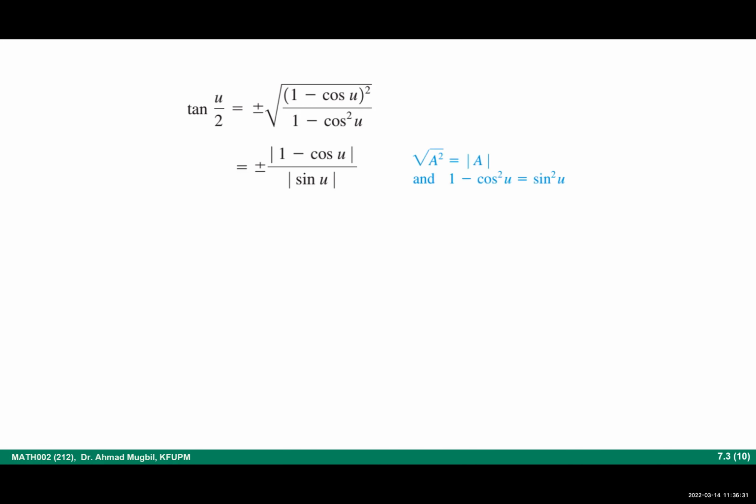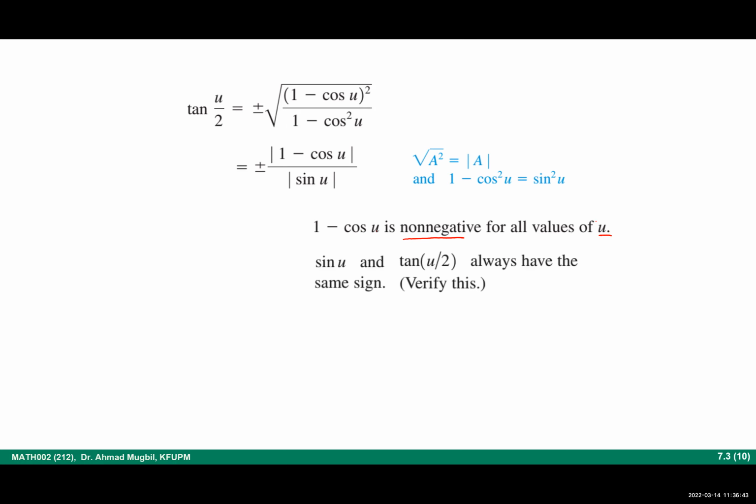Now, it is interesting that 1 minus cosine u is non-negative for all values of u. This is a very interesting fact, by the way. It can be shown easily. Because cosine u is between -1 and 1, 1 minus cosine u will always be non-negative; at least it could be 0. Also interesting is that sine u and tan u over 2 have the same sign. You can check that by assuming u is in the first quadrant.